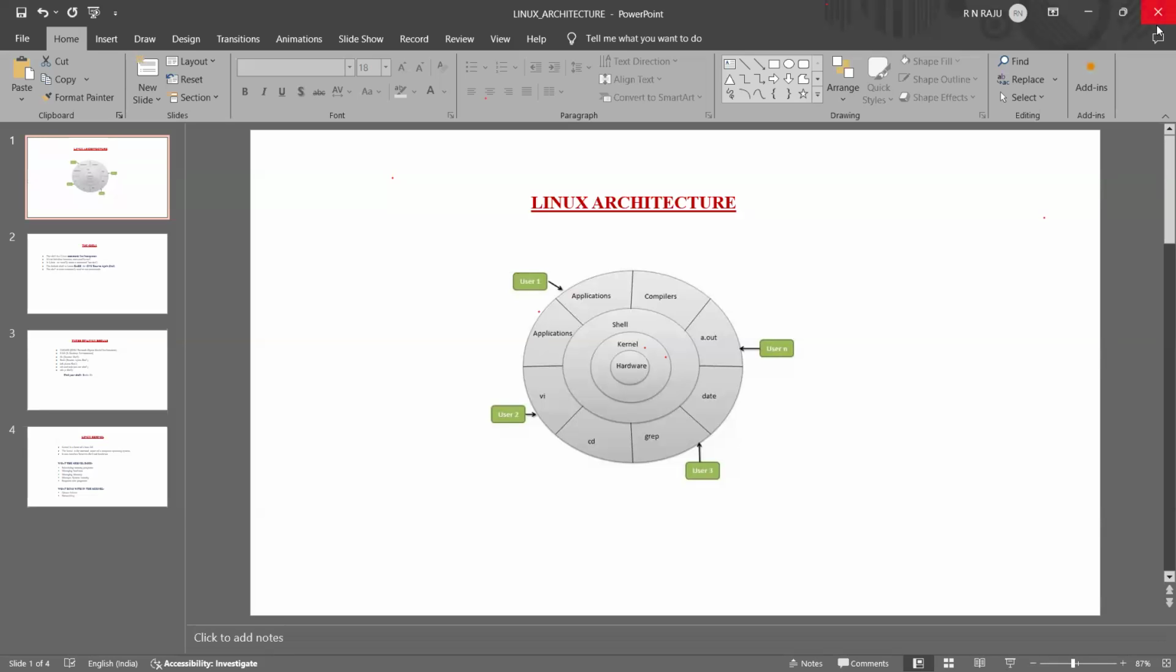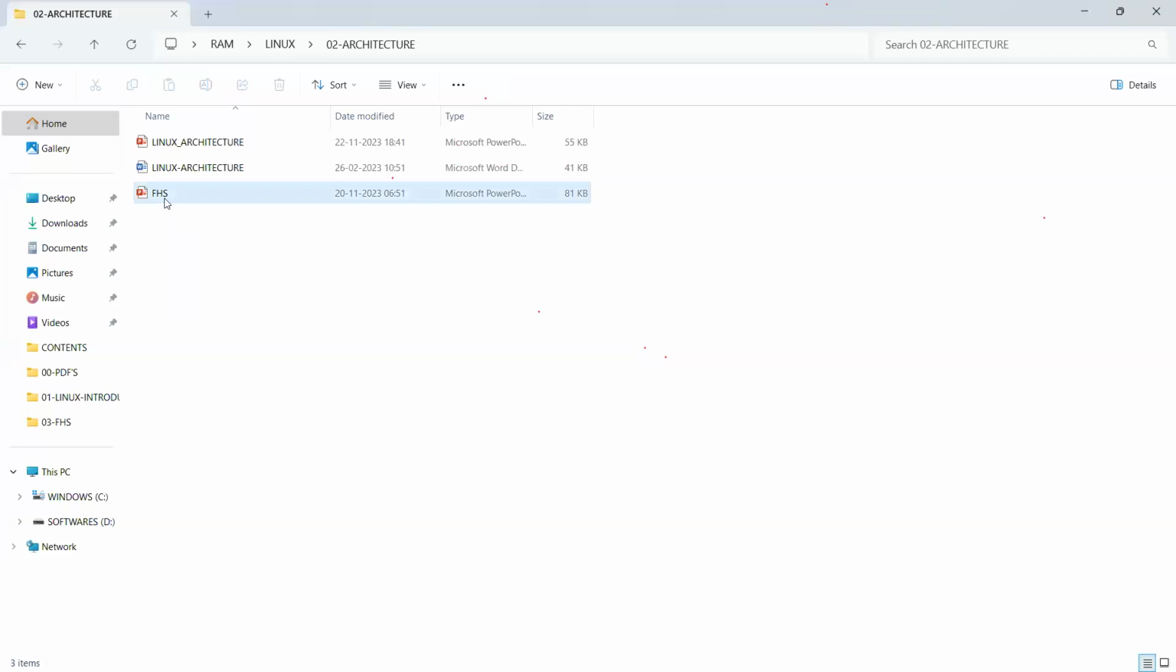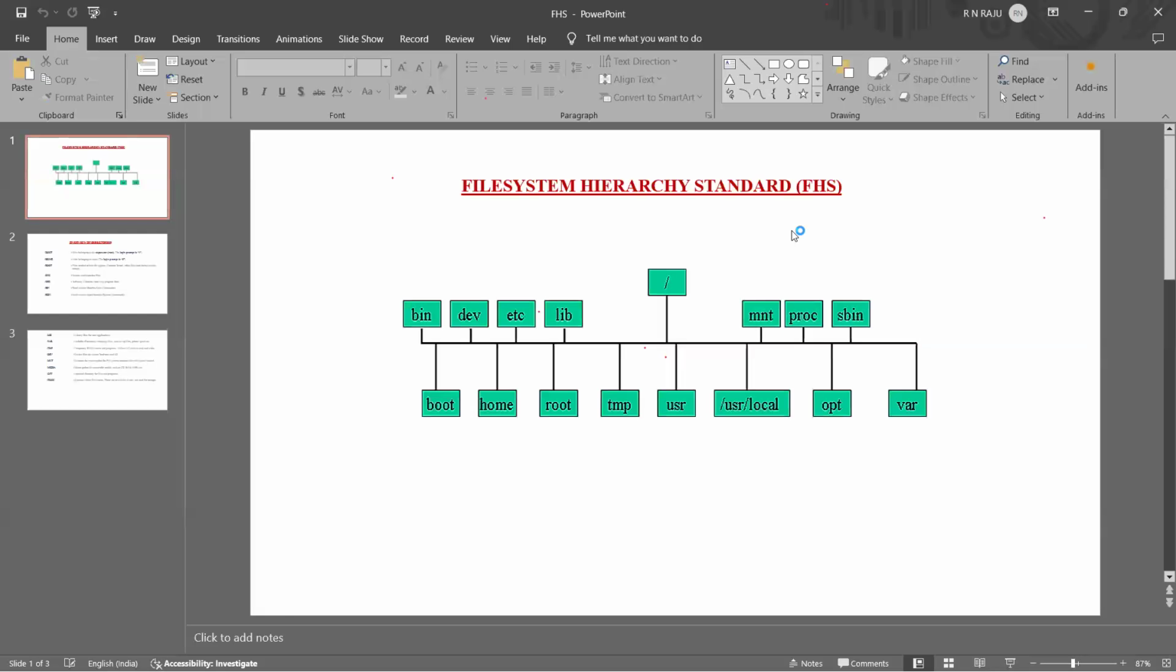Right. Now, the next part in Linux, FHS. Which is called the File System Hierarchy Standard. FHS. What is meant by FHS? File System Hierarchy Standard.